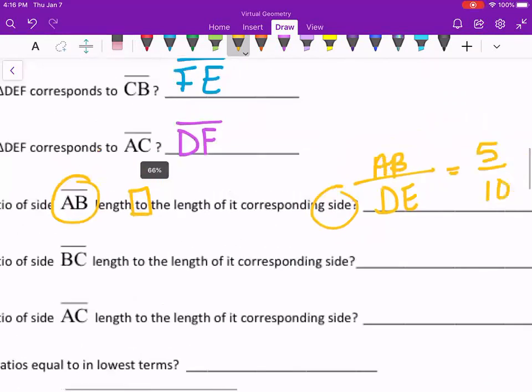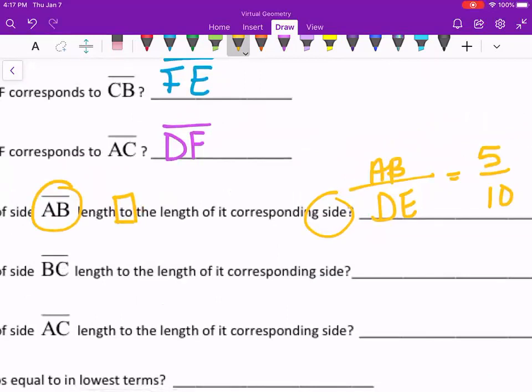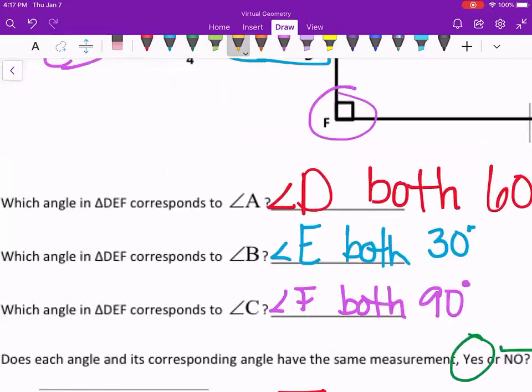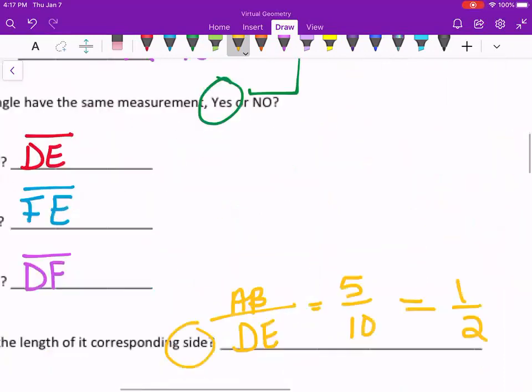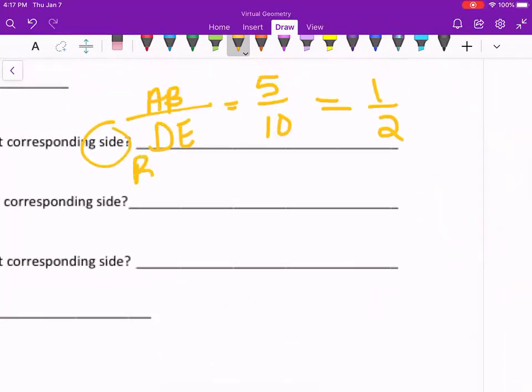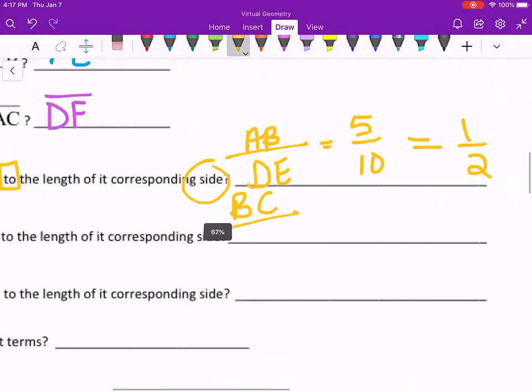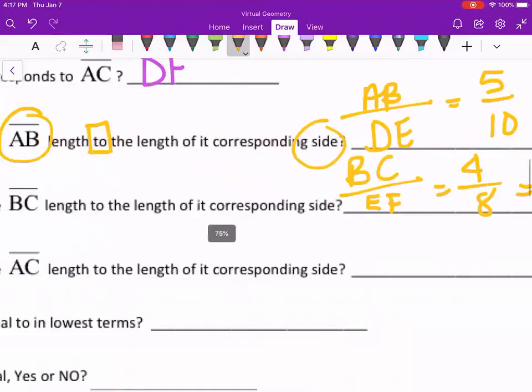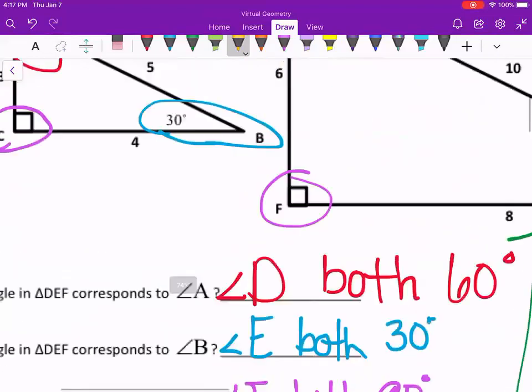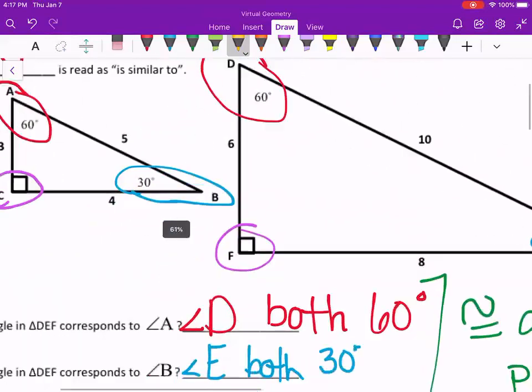Now let's do the next one. BC to its matching side, which is EF. So BC has a length of 4, EF a length of 8. So 4 over 8. So BC over EF. 4 over 8 reduces to 1/2. So far, so good. And then our last one, AC and its match. AC is 3, DF is 6.